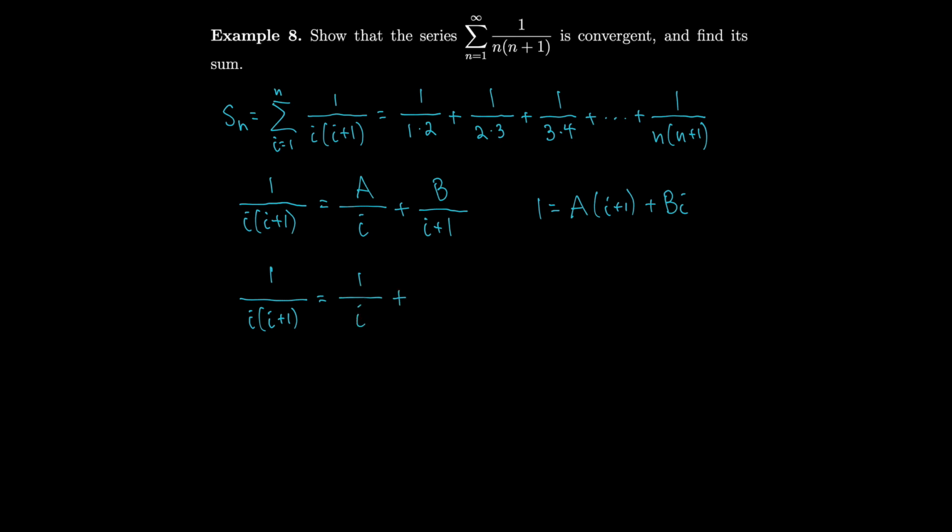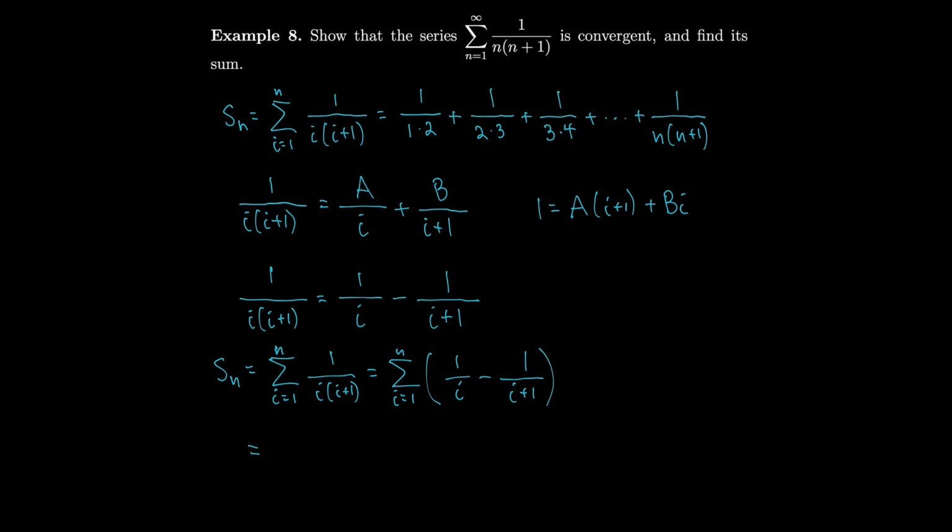And then to solve for B, we just put minus 1 in for I. Then that kills this term off, and we just get 1 equals minus B. So B is minus 1, so instead of a plus, I'll put a minus. And I'll just write 1 over I plus 1. So this means that Sn is equal to the sum of 1 over I times I plus 1, and we can rewrite that as the sum of 1 over I minus 1 over I plus 1.